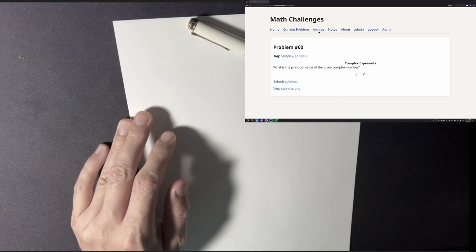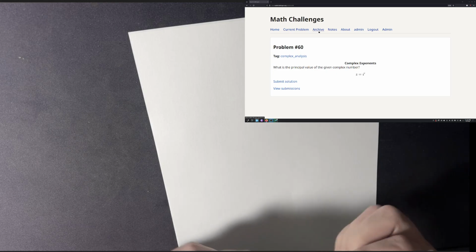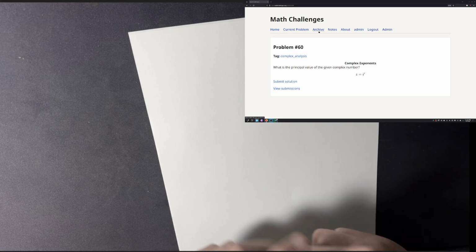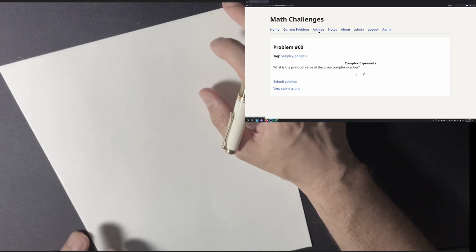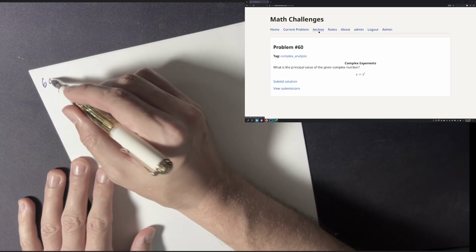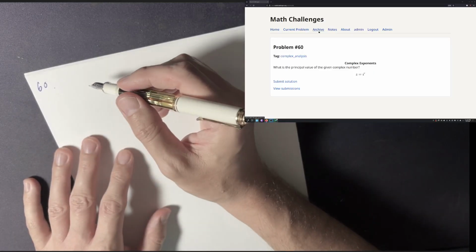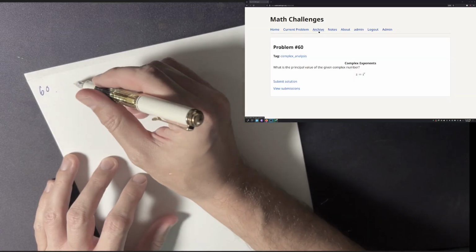Okay, so I'm going to look at 60 through 64 today. Maybe I'll do another in a few weeks. You know, when we get to 70, I'll do the next five. So we're looking at number 60. This is a complex analysis question. It asks, what's the principal value of this complex number?